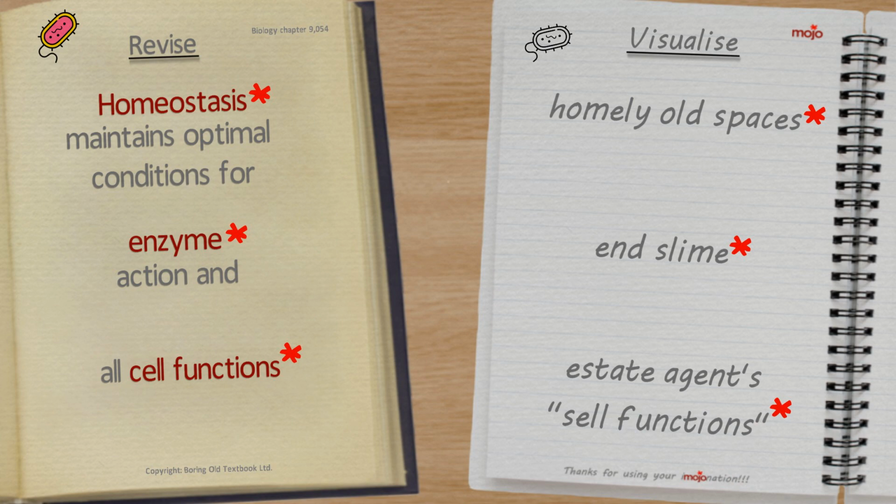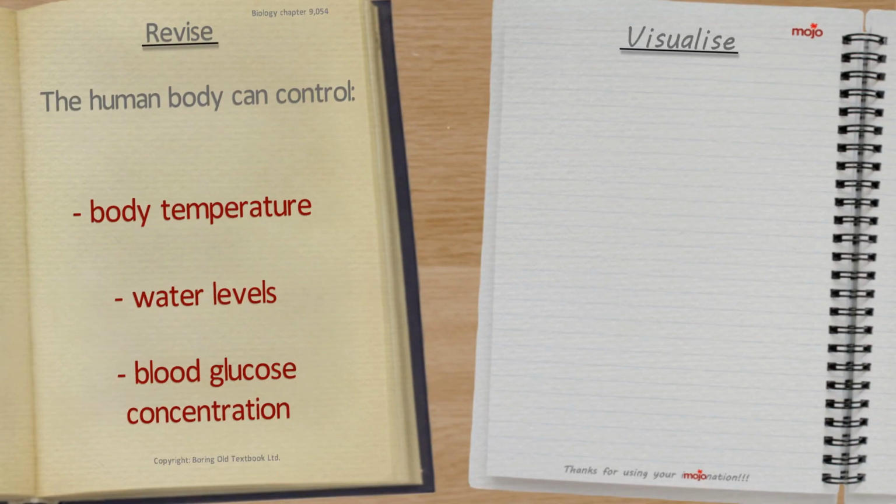So can you clearly visualize holding a brochure with pictures of green slime and the estate agent saying she had to try? It's her inbuilt sell function. The human body can control body temperature, water levels, and blood glucose concentration. You never liked estate agents, and the cell function response makes you angry.